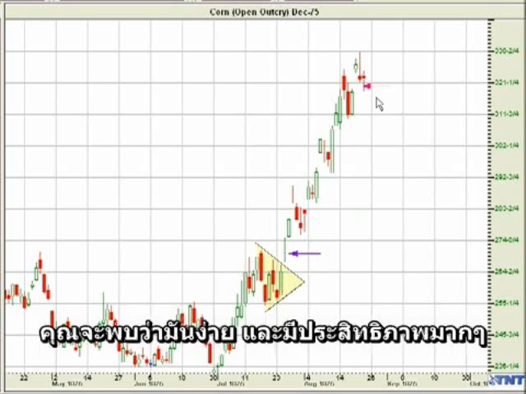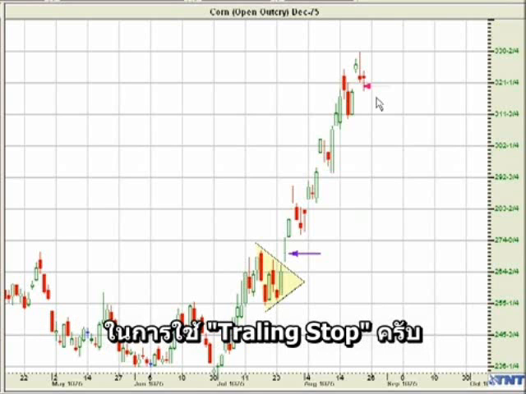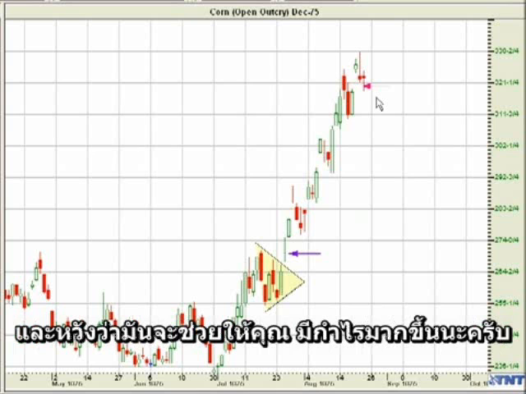So paper trade it. I think you'll find it a very simple and effective means to trail your stops, and hopefully it will lead you to higher profits.